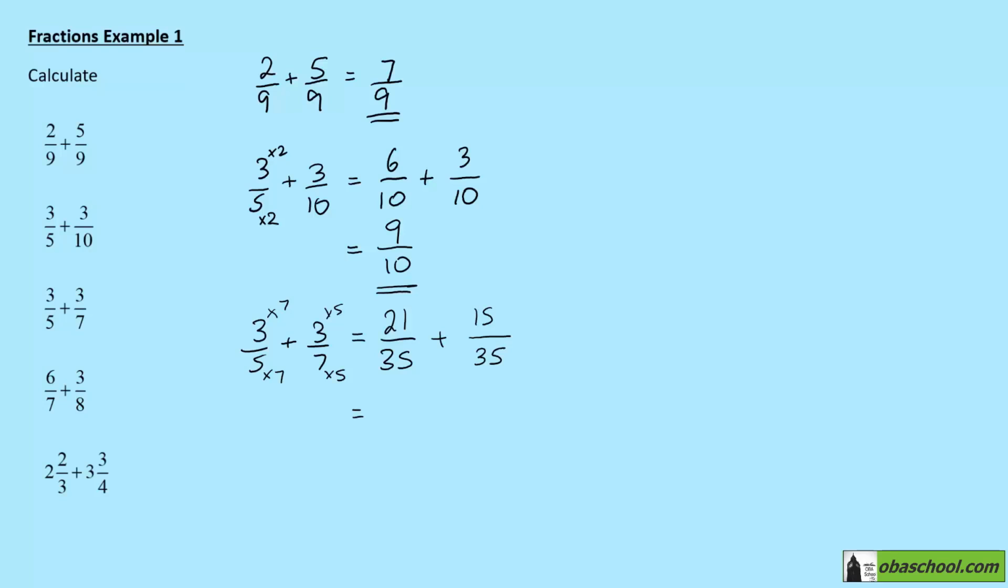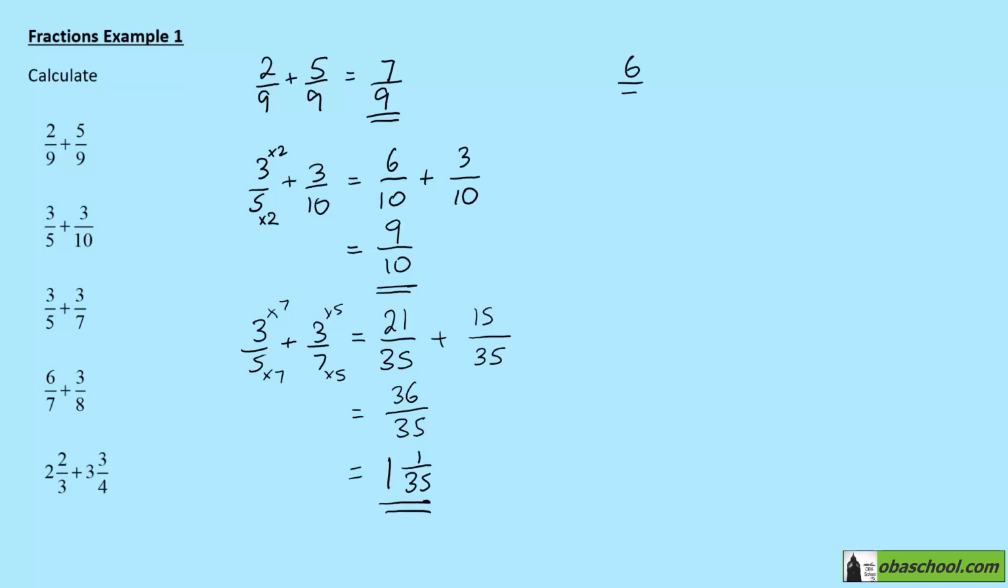And then same denominator, so we can just add them. 21 and 15 is 36. And that's an improper fraction. Now you might be able to leave it there, but we might need to change it to a mixed number. And if we do that, 35 goes into 36 once, leaving a remainder of 1. So it's 1 and 1 over 35.